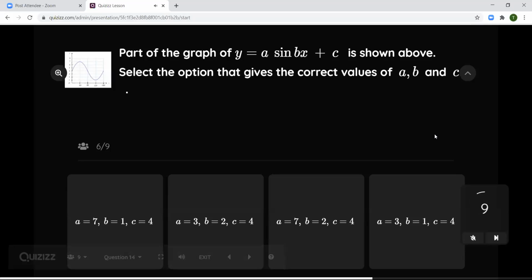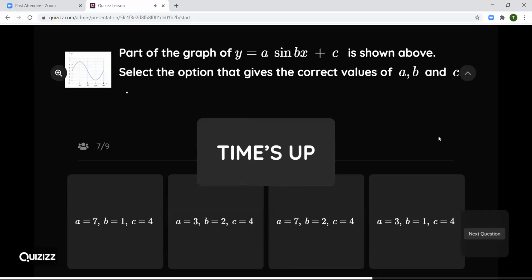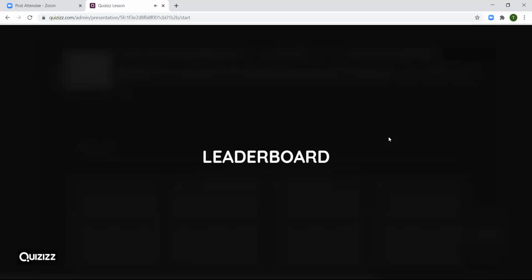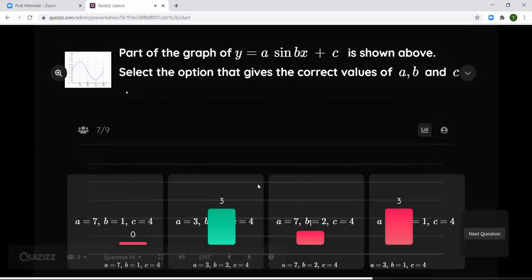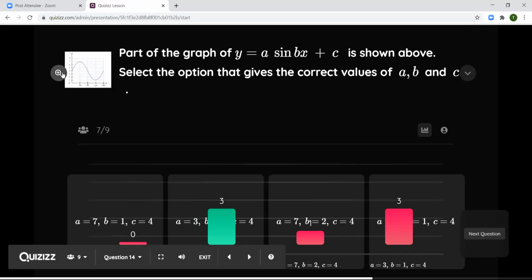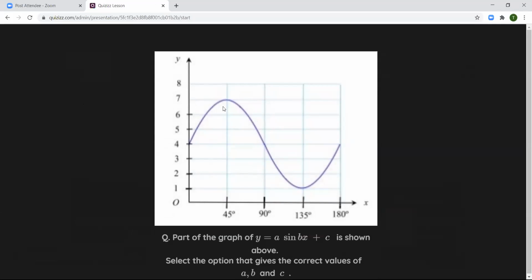12 seconds. Time's up. So A is 3, 50-50. So you can easily find the amplitude. As the sir already told you how you can find the amplitude, you just have to see the maximum and the minimum. Then 7 minus minus 1, or 7 minus 1 divided by 2. So 7 minus 1 is 6, 6 divided by 2 is 3. So clearly A is 3.